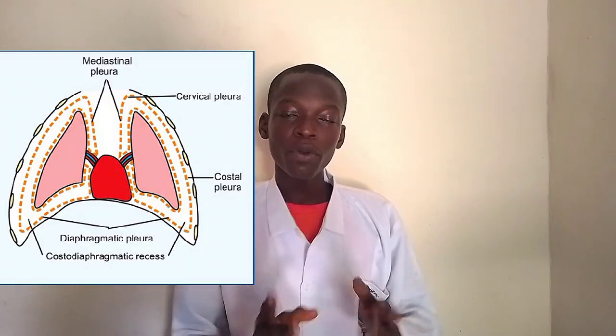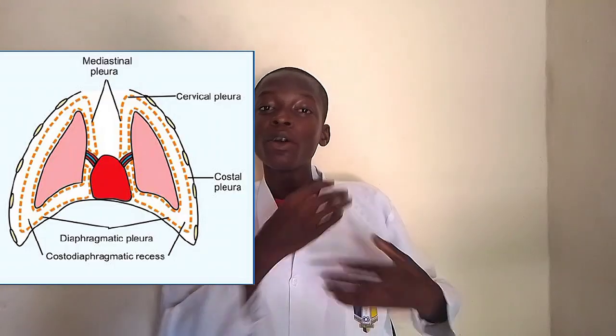While the mediastinal pleura is related to the what? Mediastinum. That is, it forms the lateral boundary of the mediastinum. And also the diaphragmatic pleura is located inferiorly. That is, in relation to the diaphragm. It lines the superior surface of the diaphragm. And also the cervical pleura is extending into the root of the neck.